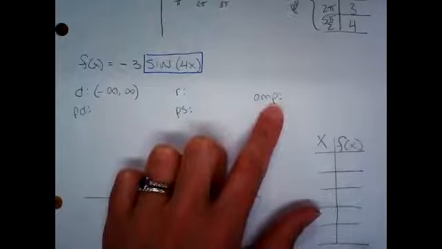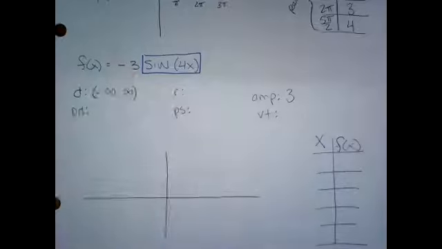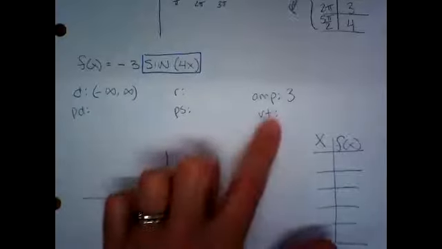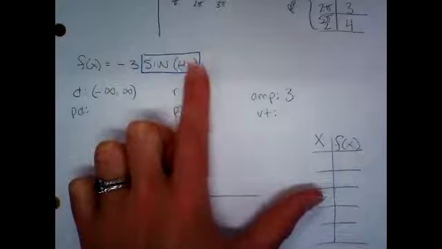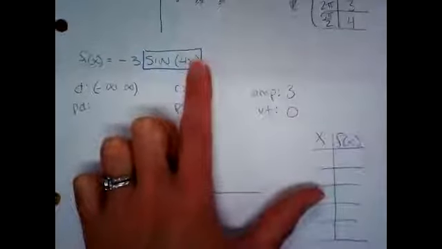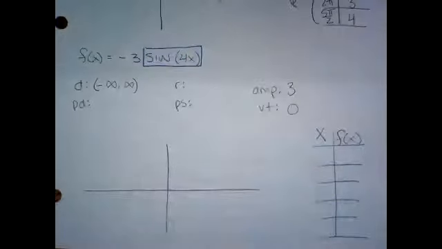So what do you guys put for the amplitude? Because this one is a little tricky. It is 3. You have to absolute value that -3 because an amplitude is a distance from the center line. A distance can't be negative. Vertical translation, do we have anything added or subtracted out here? No, so you could say 0 or you could say none. You could say NA, I don't care if you put something there, but show me that there isn't one.